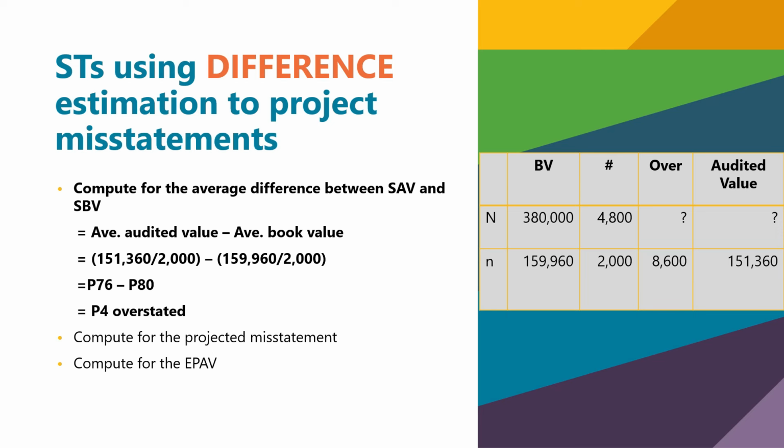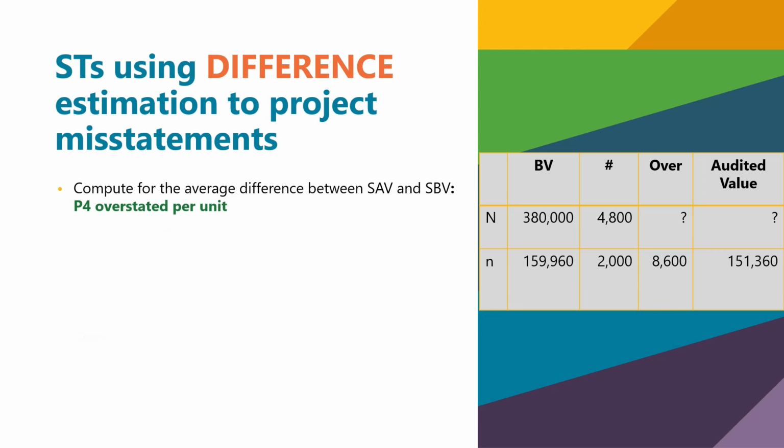That is why ratio estimation is normally used if the auditor has reason to believe that the misstatements are attached more to the book value rather than the units. And we make use of difference estimation if we have reason to believe that the misstatements are attached more to the units, more to the per customer rather than the balance or the book value of the customer. So remember that, okay? So anyway, here in difference estimation, we have computed a 4 peso overstatement per customer.